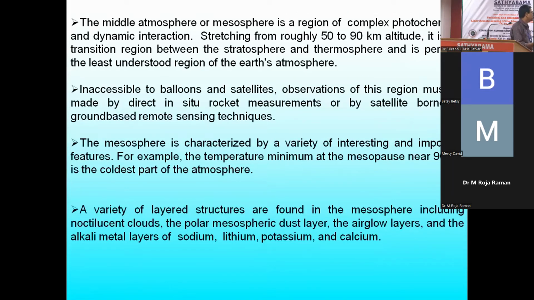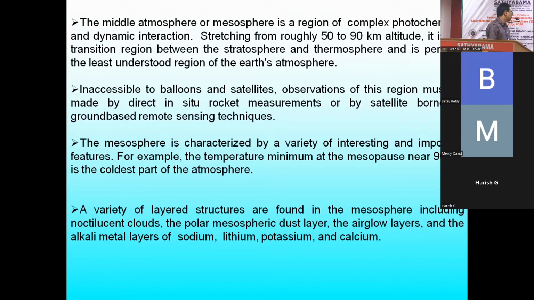The middle atmosphere, the mesosphere, is a region of complex photochemistry and dynamic interactions. Stretching from roughly 50 to 90 kilometers altitude, it is a transition region between the stratosphere and thermosphere, and this is the least understood region of the atmosphere. Above 80 kilometers it is inaccessible to balloons, and satellites are unable to access this region. That's why this region is of particular and specific interest.